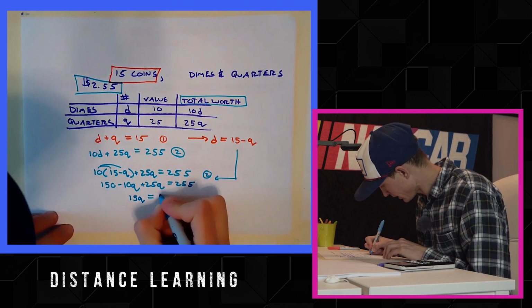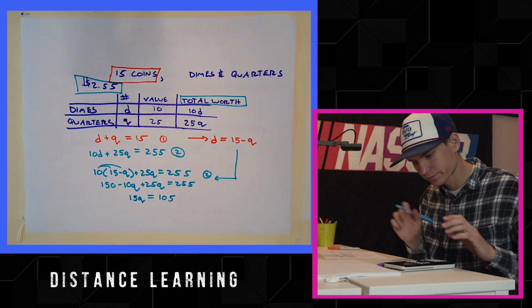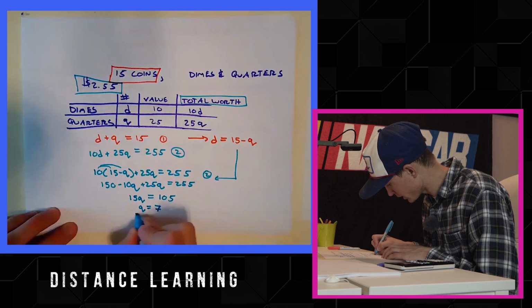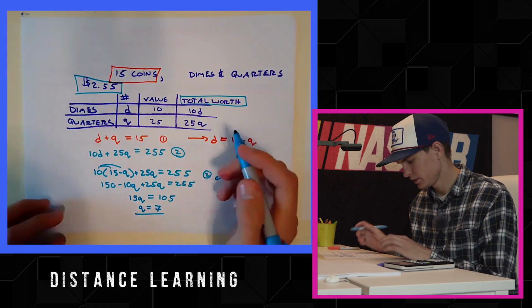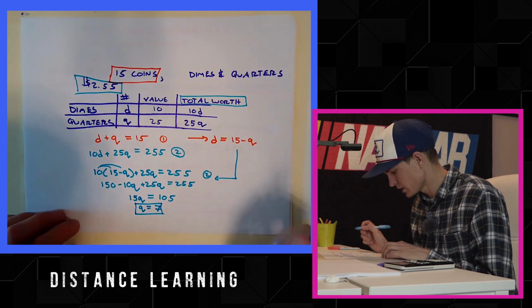Yeah, 105 divided by 15. Get Q is 7. Hey, that's the same thing we got earlier. Just make sure that you're not done yet. So, Q is 7. Quarters is 7.